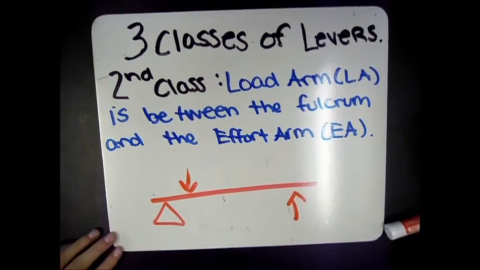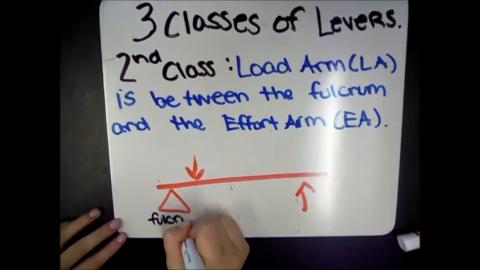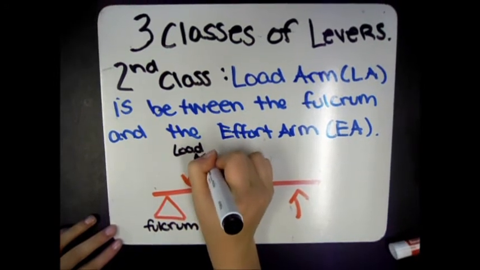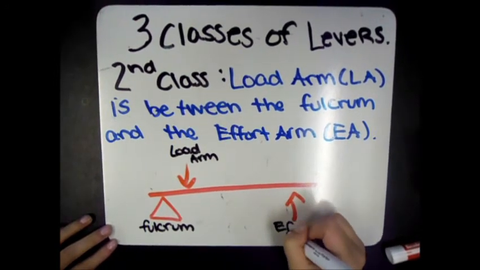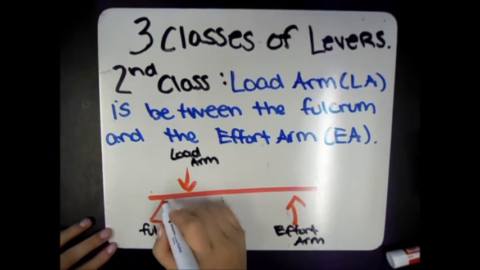An example would be a wheelbarrow. The wheel for the wheelbarrow would be the fulcrum, the axis. The stuff put into the wheelbarrow we would call the load, and by us picking up the wheelbarrow and wheeling it, we call that the effort.